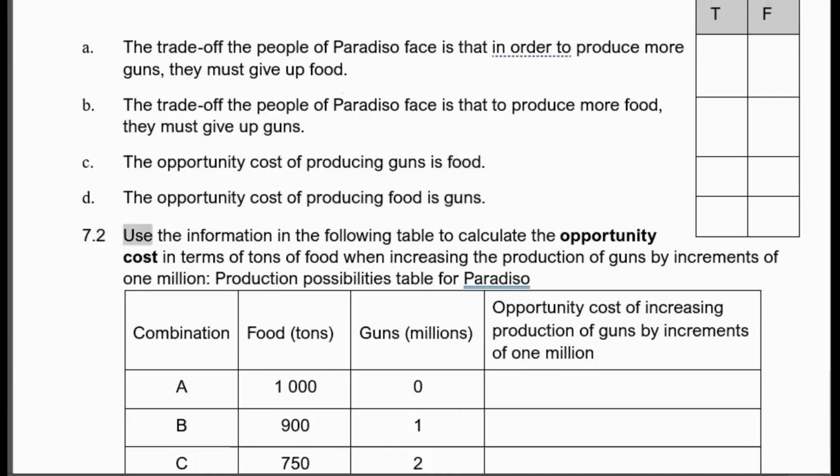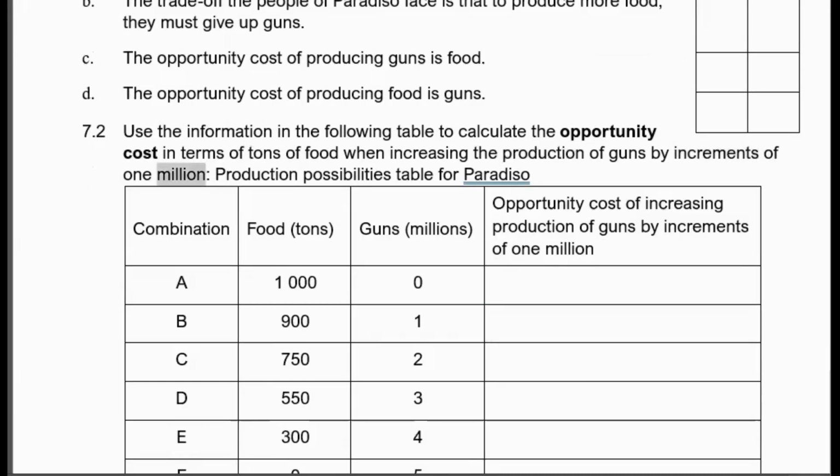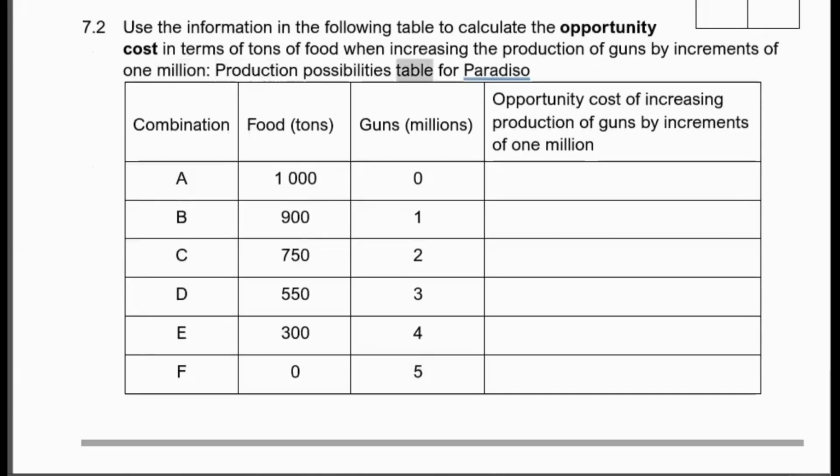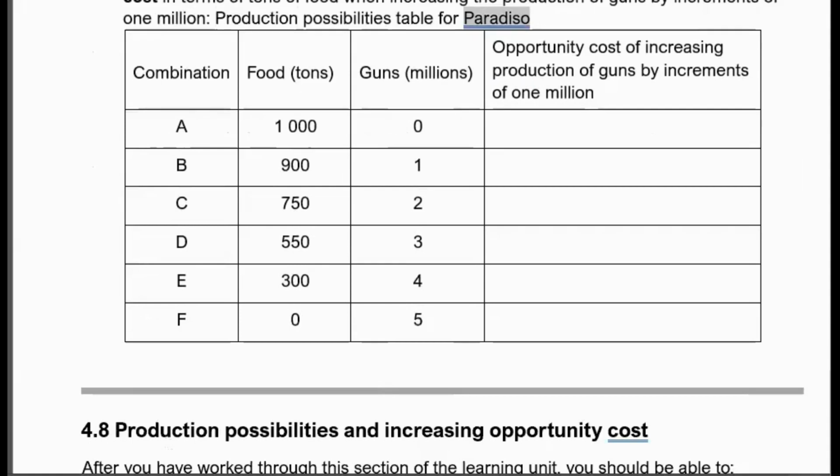7.2 Use the information in the following table to calculate the opportunity cost in terms of tons of food when increasing the production of guns by increments of 1 million. Production possibilities table for Paradiso. Combination. Food, tons. Guns, millions. Opportunity cost of increasing production of guns by increments of 1 million.